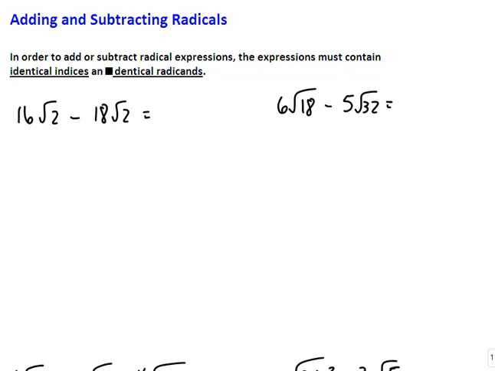So if we look at this first example, 16 square root of 2 minus 18 square root of 2. They both have square roots and they both have 2's underneath the radical. So we're able to subtract.